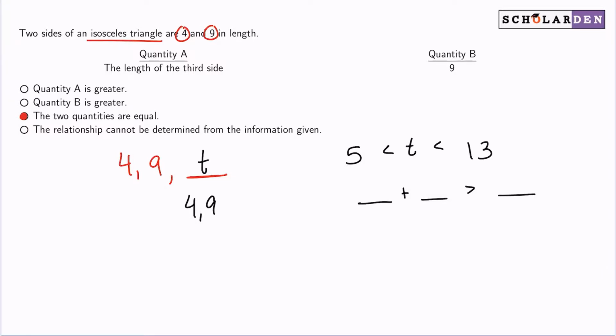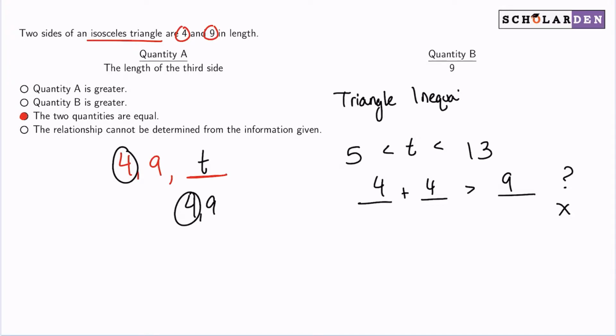And the reason that this helps out is because if I were to put in 4 along with the other 4, is that greater than 9? No, it's not. And again, we need to use the triangle inequality theorem. That's what we're applying here.